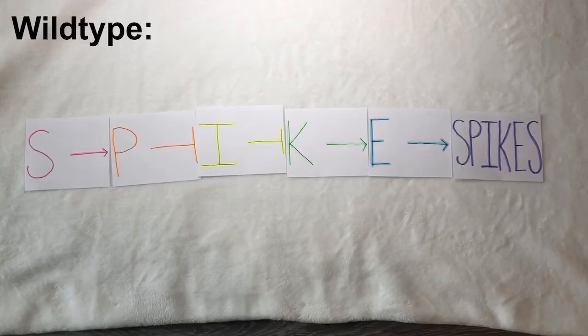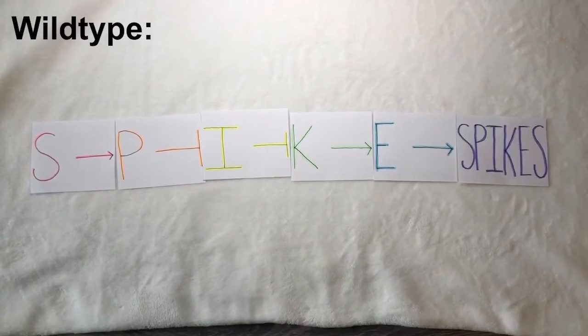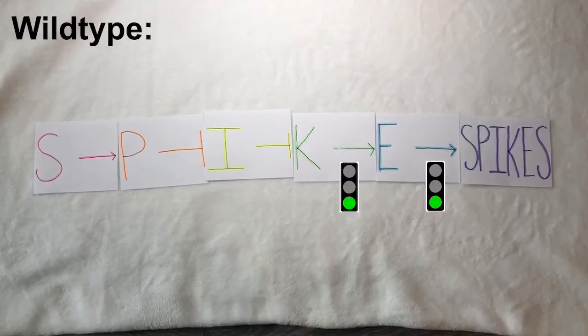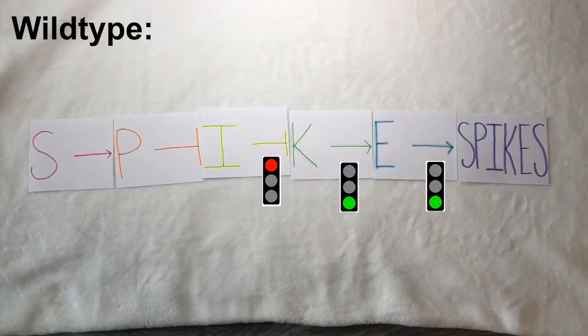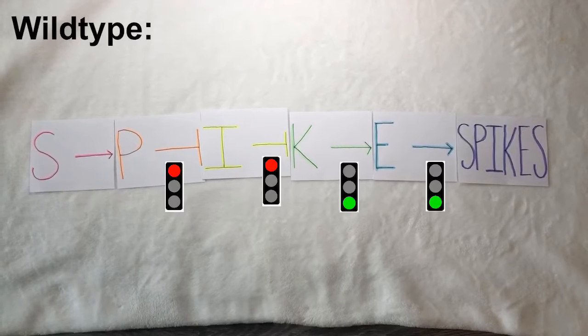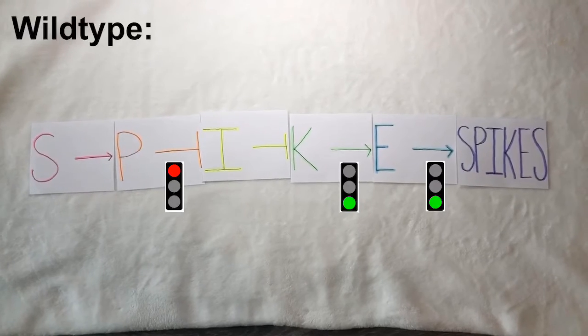Let's start by going through the wild type sequence. We see that K stimulates E, which stimulates spikes, but K is inhibited by I. Working our way back, we see P inhibits I, preventing I from inhibiting K, so spikes are produced.